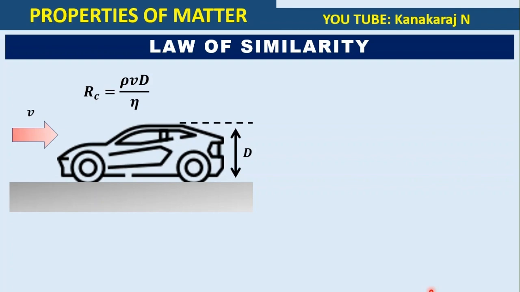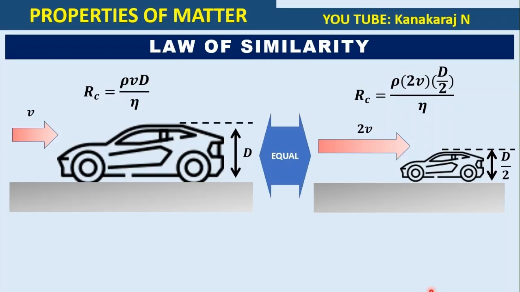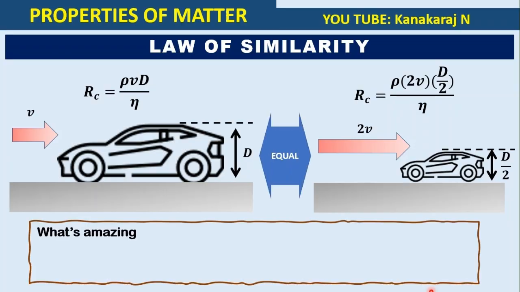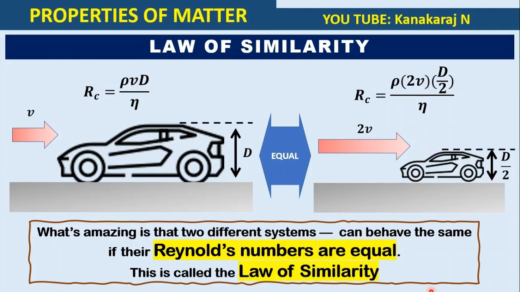Let us take another car in the same tunnel, but the car size is d by 2 and the wind speed is 2v. Now the Reynolds number Rc equals rho times 2v multiplied by d/2, divided by eta. In both systems, we have the same Reynolds number. What's amazing is that two different systems can behave the same if their Reynolds numbers are equal. This is called the law of similarity.